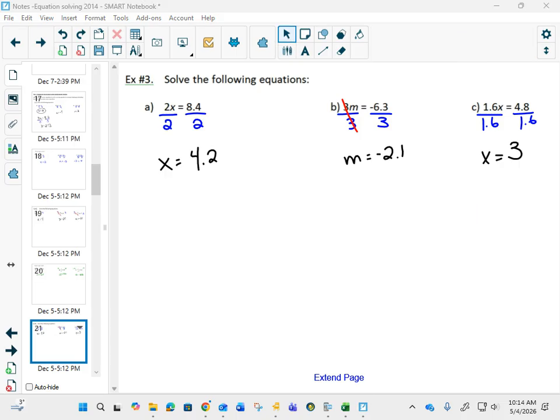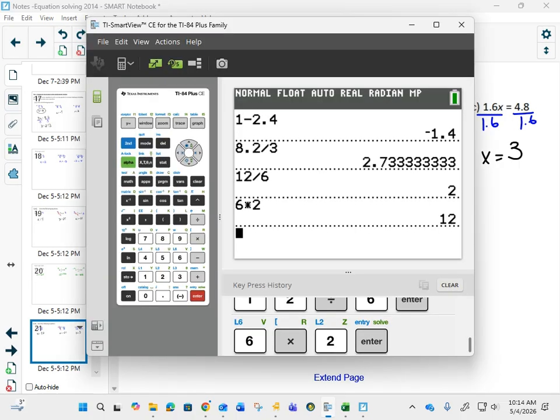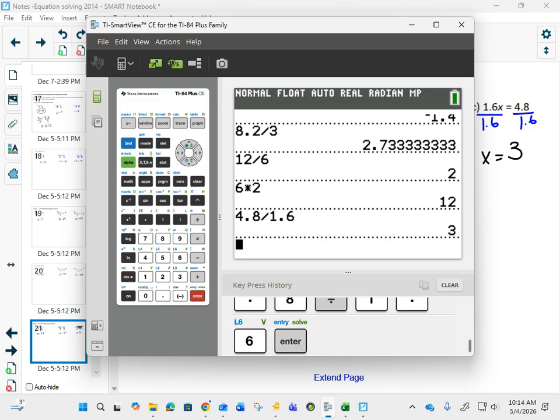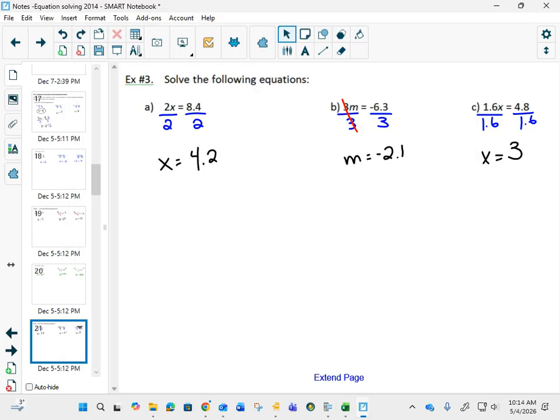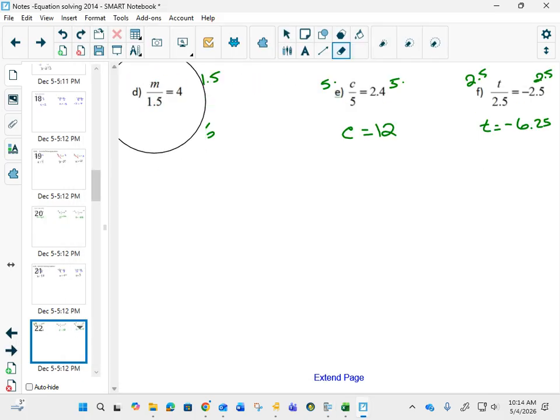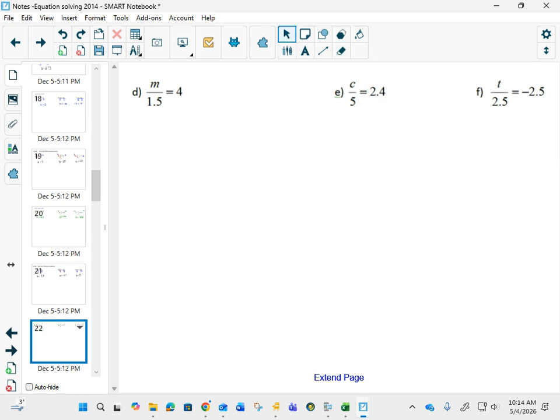On the calculator, you wrote 4.8 divided by 1.6, so I take out my calculator and I would do 4.8 divided by 1.6, push enter, and I get 3. Alright, here's the next 3 with decimals.